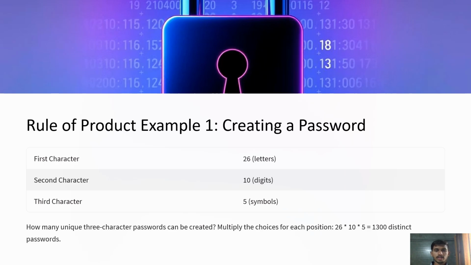Rule of product, example 1: creating a password. First character, 26 letters; second character, 10 digits; and third character, 5 symbols. If you want to create a password, there are these many possibilities: 10 digits, 5 symbols, and 26 letters. We want to make a combination of these three parameters to form a strong password. The number of distinct ways it can be formed is found by multiplying all of these. So 26 into 10 into 5 is 1300 distinct passwords. This makes the password very durable and strong and hard to hack.